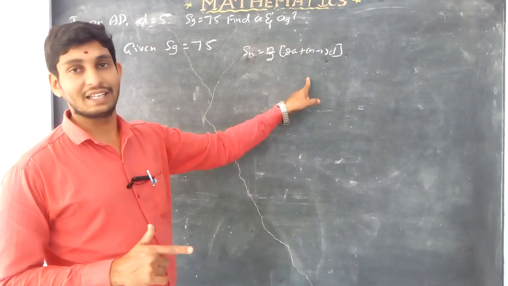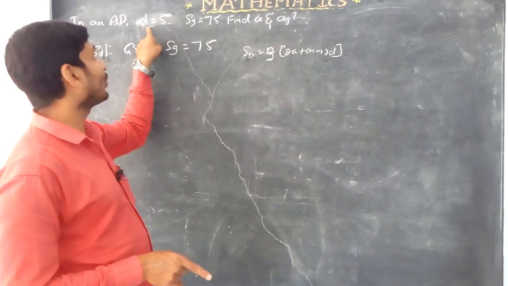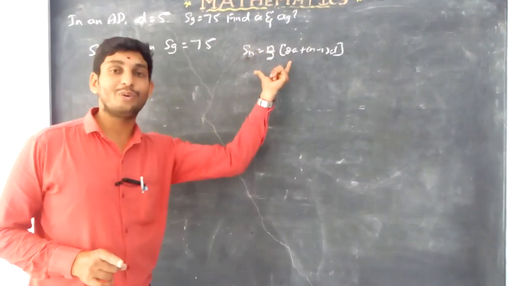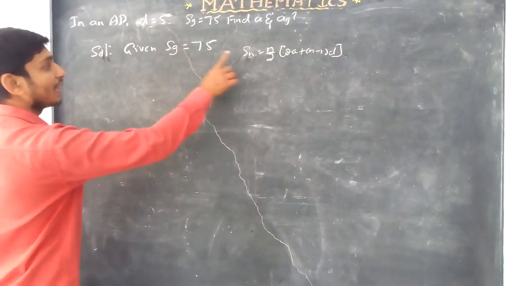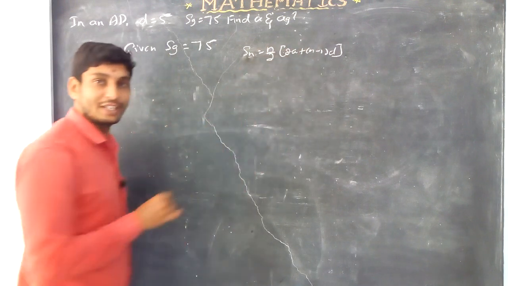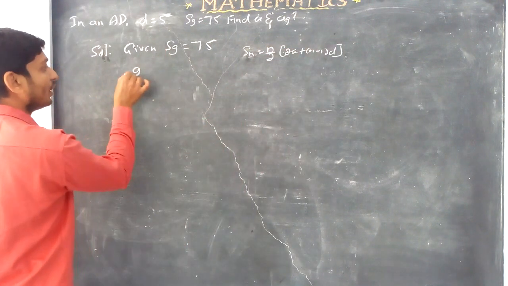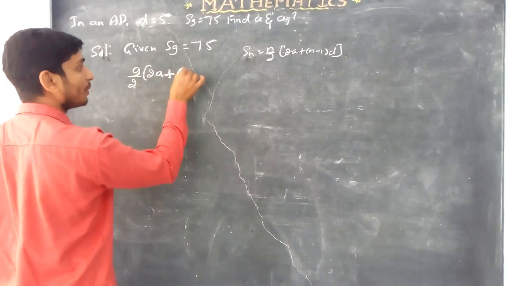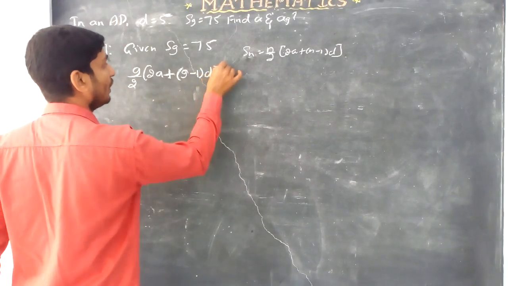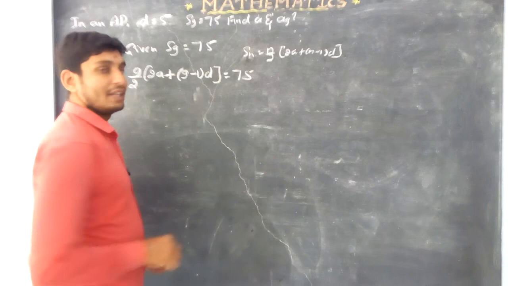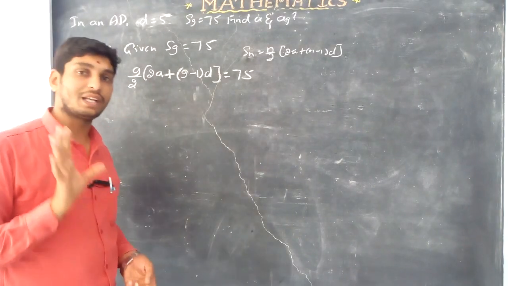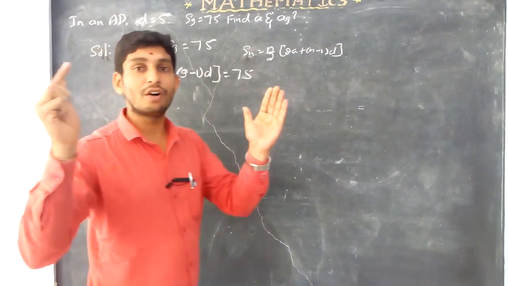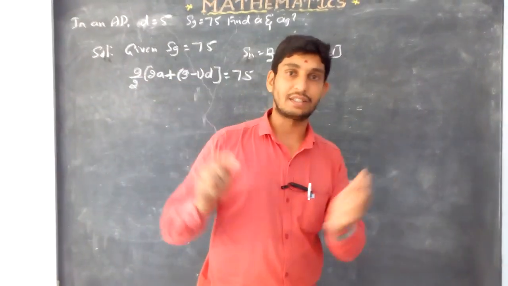If d is given, this formula would be better, so remember it easily. So Sn means n by 2 into 2a plus (n minus 1) into d. Then S9 means 9 by 2 into 2a plus (9 minus 1) into d equals 75. This step is important, again I am telling you. See, S9 equals 75 means the sum of the first 9 terms is 75.